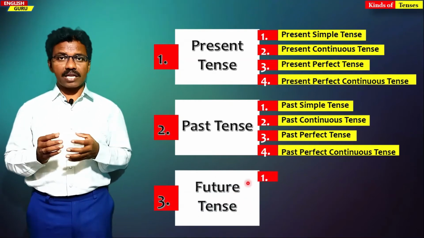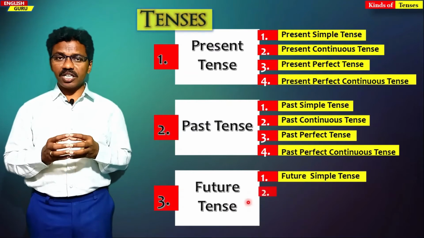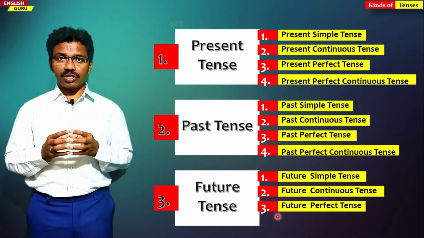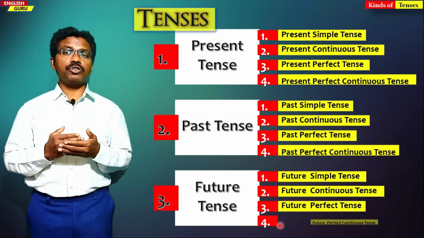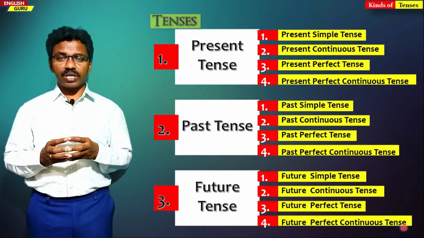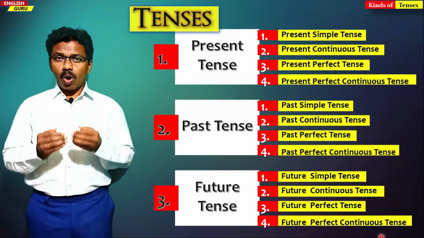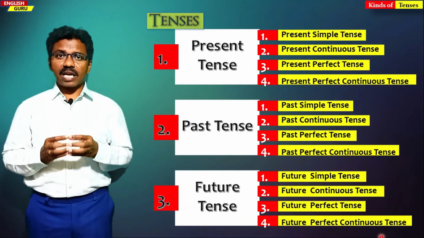It also has four aspects. The first one is simple future tense, the second one is future continuous tense, the third one is future perfect tense, and the fourth one is future perfect continuous tense. So all these three tenses have four aspects. Then 3 into 4, we have 12 active tenses in the English language.